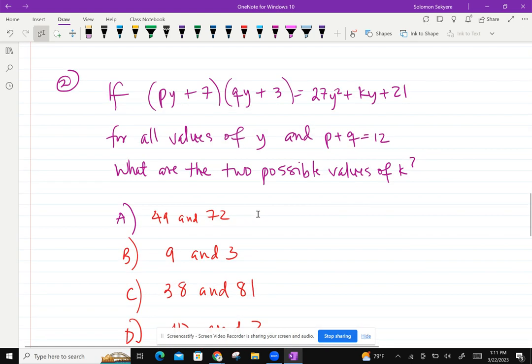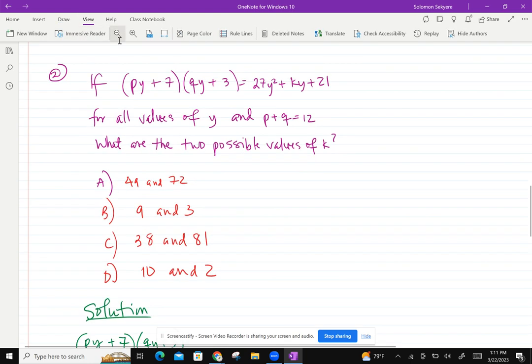Okay, try this. We have a similar question here. We have this binomial, (py plus 7)(qy plus 3). This is equal to 27y squared plus ky plus 21 for all values of y, and p plus q is equal to 12, a second condition. So you have identical equations and also a system of equations. You have an equation there, another equation here. What are the two possible values of k? So solve it, then come back and check your answer. Pause the video, go over what I did, solve it, come back and check.